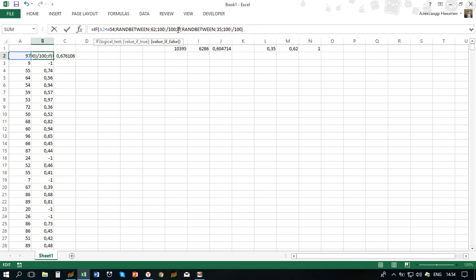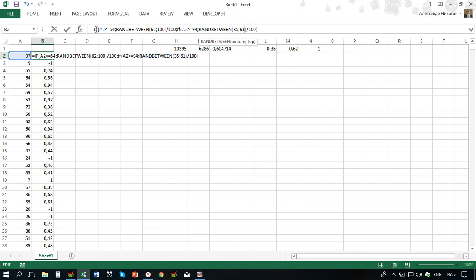If it is more or equals to 94, if this cell, if A2, the same cell, is more or equals 94, then it should be random between 35 to 62, 61, because 62, we have 62 here.